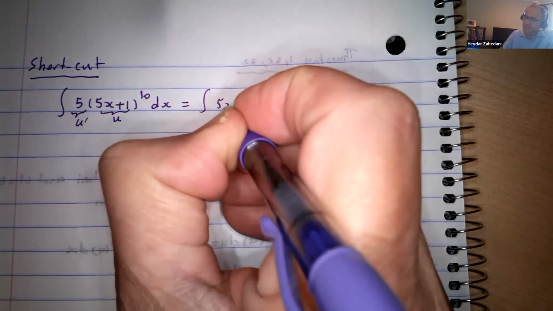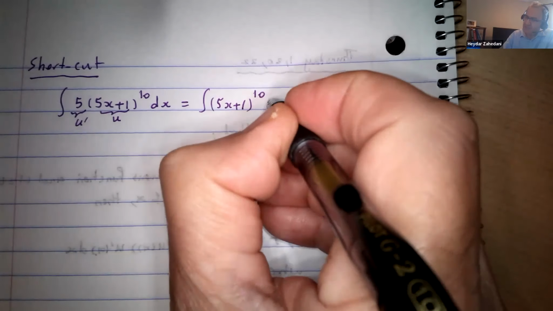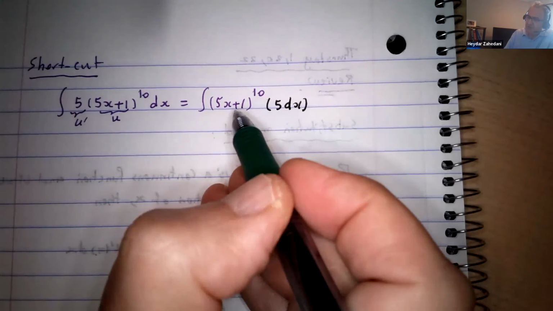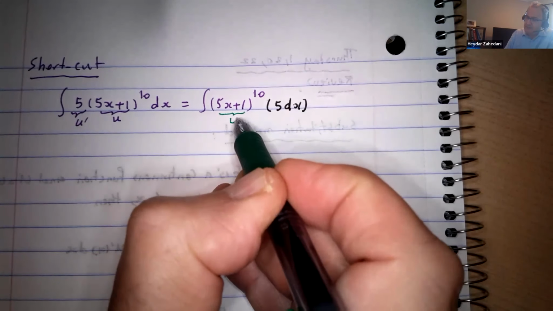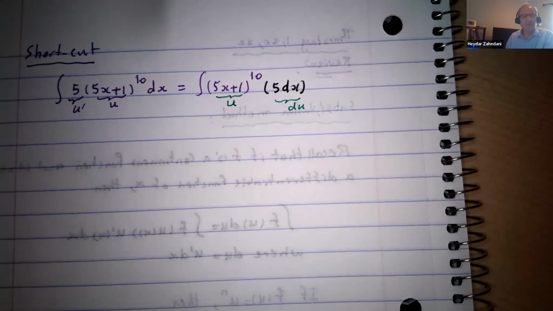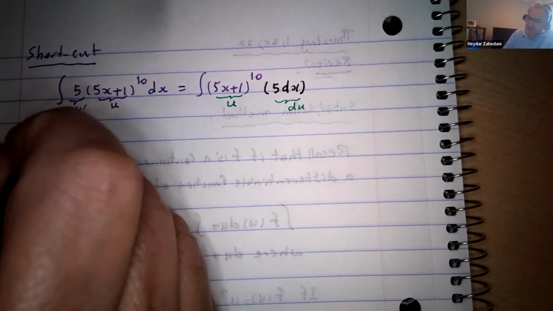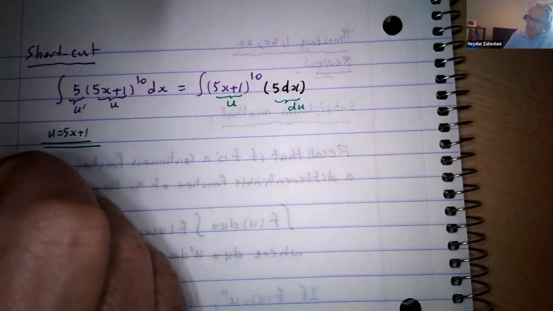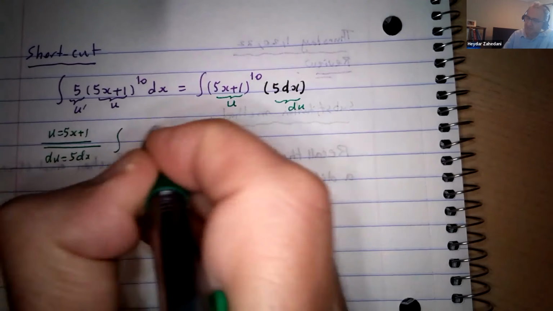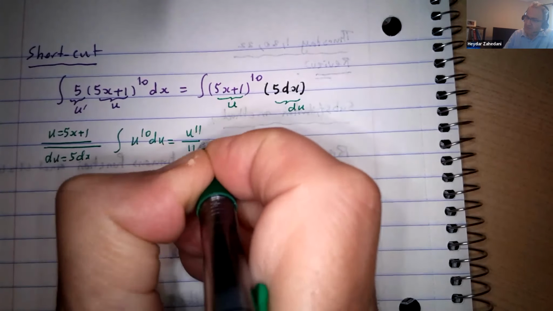So it's going to be (5x plus 1) to the 10, and this is going to be 5 dx. Now look at this. If you call this one u, what is this? This is du. Okay, so it's just a brief form. If I call u to be 5x plus 1, just for your information, then du would be 5 dx. So you arrive at u to the 10 du, which is u to the 11 over 11 plus c.